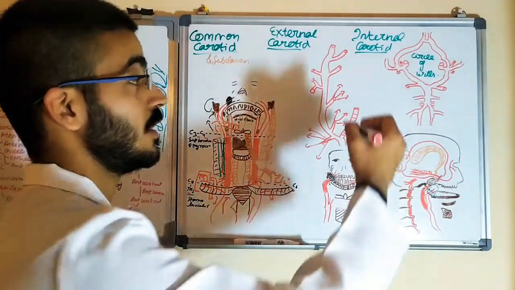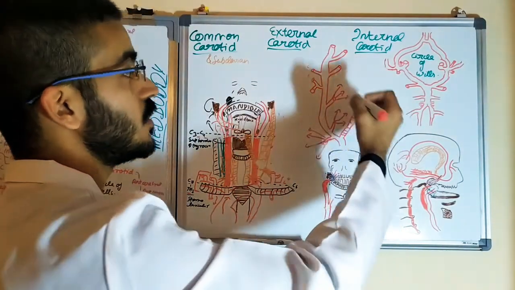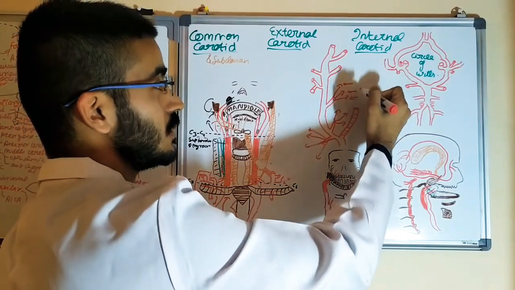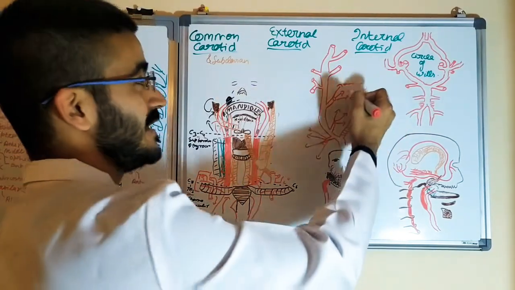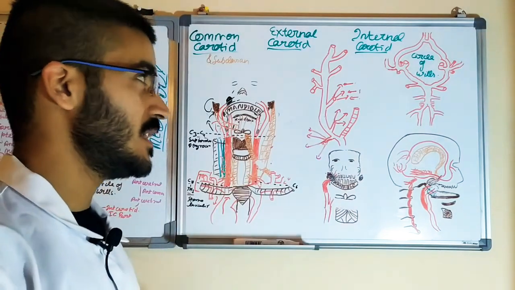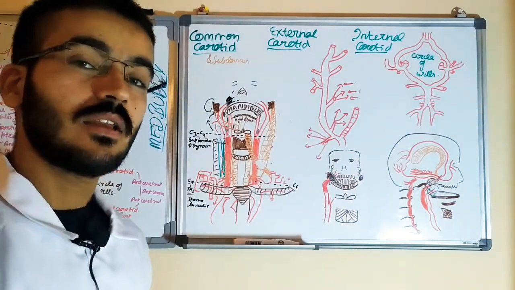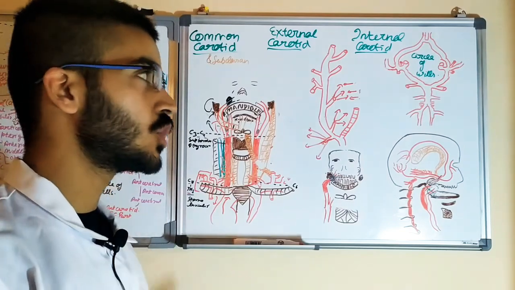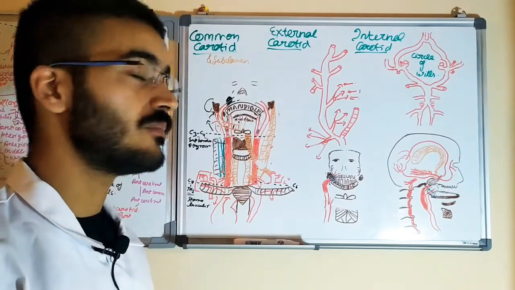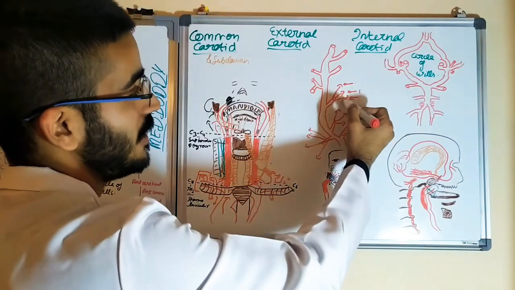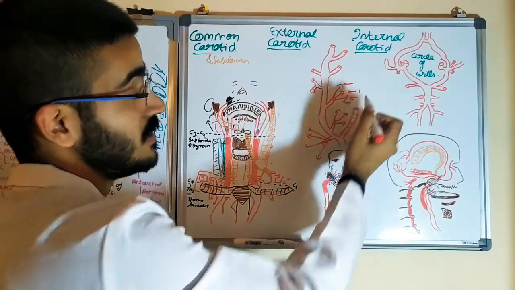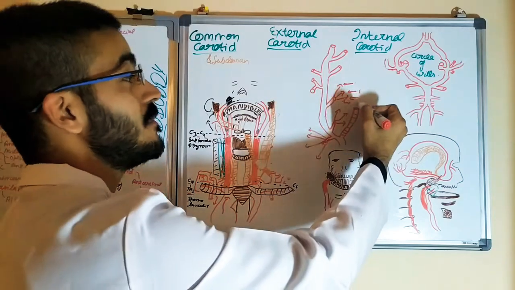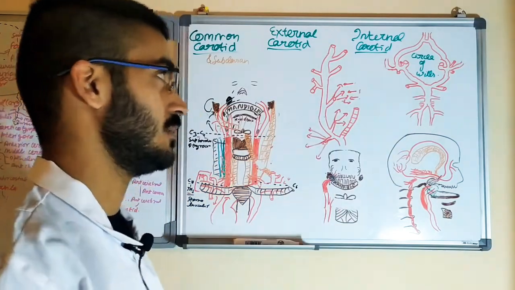Next is the lingual artery, which gives three branches, that is the sublingual, dorsal lingual, and the suprahyoid branch. These branches supply all the region of the mouth, that is the soft palate, tonsils, and the tongue, mucosa of the tongue, and the suprahyoid branch supplies the floor of the mouth, that is the mylohyoid muscle.